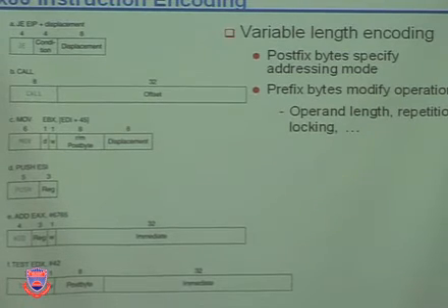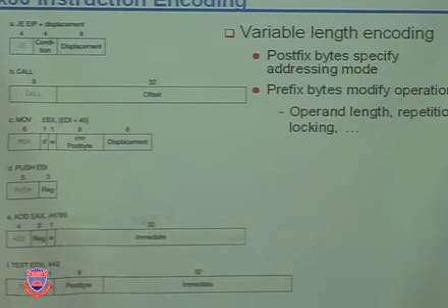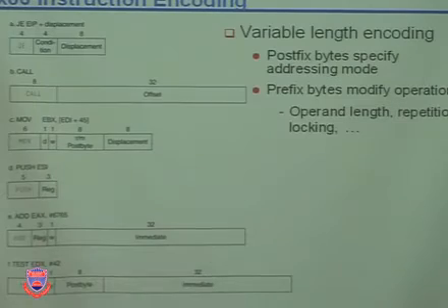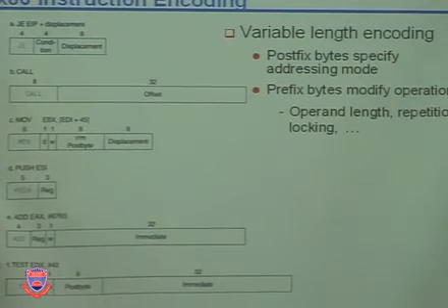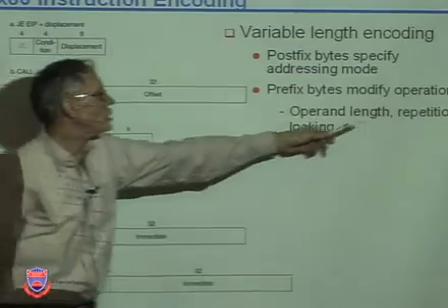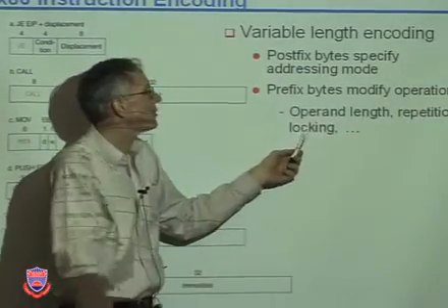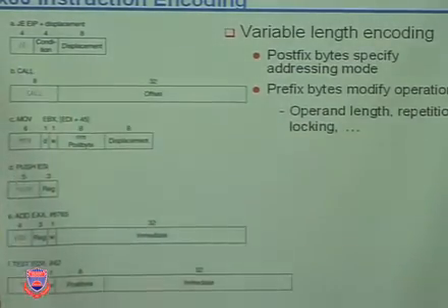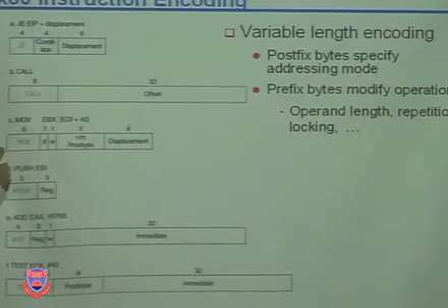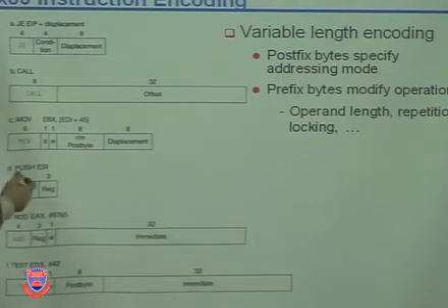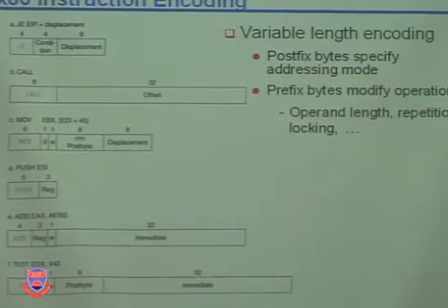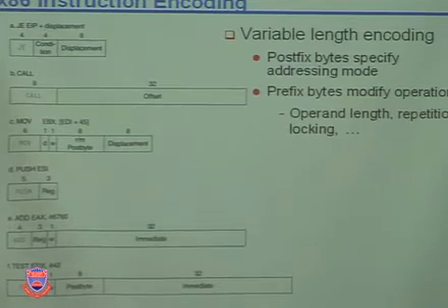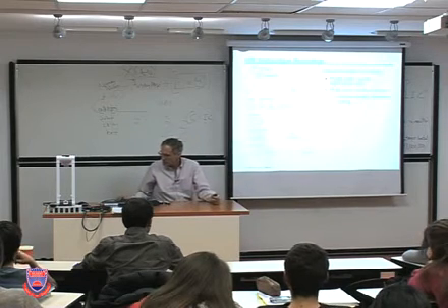Variable length encoding, the postfix bytes specify the addressing mode. Remember, we got these 4 different memory addressing modes, so the postfix bytes tell you how to calculate the address. Prefix bytes modify the operation. That's not even shown here, but there's some prefix bytes that tell you, are we going to be doing this repetitively? Are we locking anything before we do it? And what the length of the operands are. So we've got both prefix bytes, which aren't even shown here, that add complexity. The postfix byte, which tells you how to calculate the address. So you can imagine that this is going to be complicated to implement. The decoder and the control unit for this kind of a processor will not be simple.